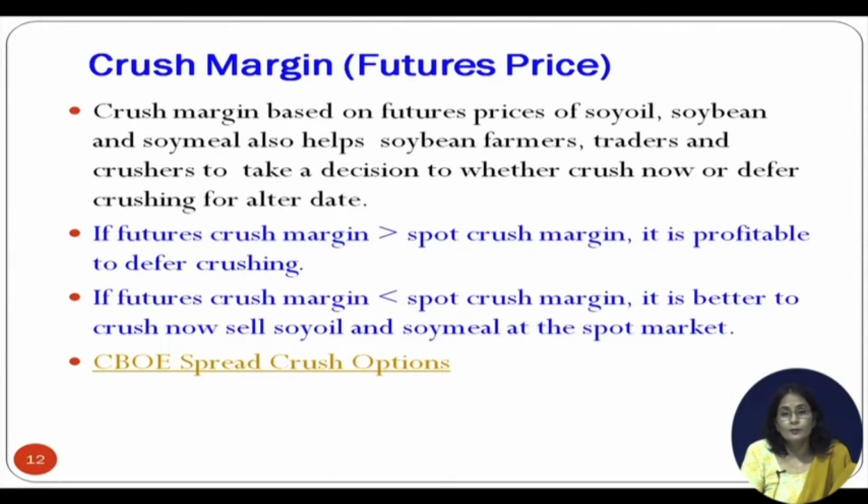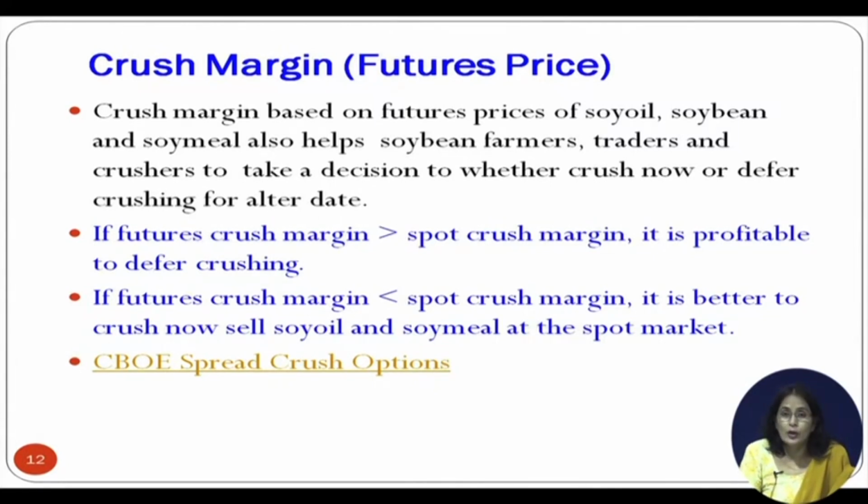So how do we calculate the cross margin based on the futures price? Instead of using the spot price prevailing at a given point of time, we have to consider the futures price traded at, let's say, NCDEX. If we consider the near month futures price, so M1 prices of soya oil, soya meal and soya bean, after factoring in the processing cost and refining cost, we will be able to calculate what is going to be the future cross spread prevailing at this point of time today. That is going to give us an indication whether the cross margin is going to increase or decrease.